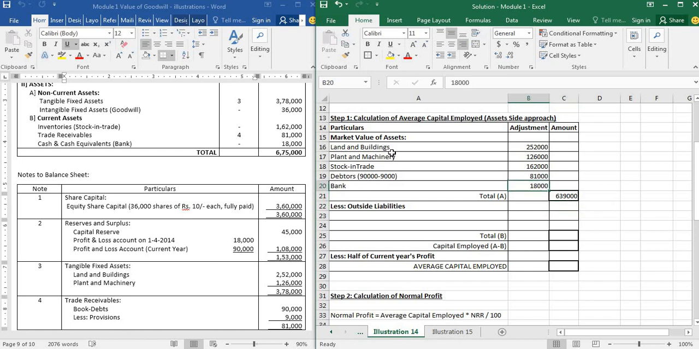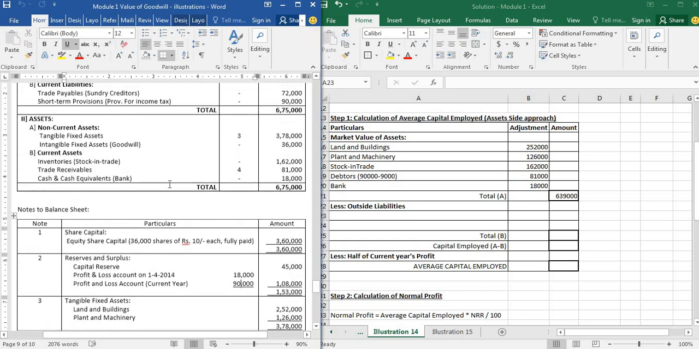Let us re-verify the amounts that we have taken. 2,52,000, correct. 1,26,000, correct. 1,62,000 stock in trade here in the balance sheet, correct. Debtors, book debts minus provisions. So 81,000 will be the amount: 90,000 minus 9,000. Then bank account 18,000. So we have got the amounts correct.